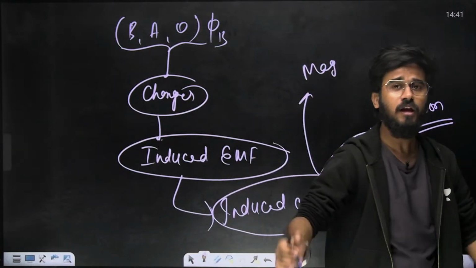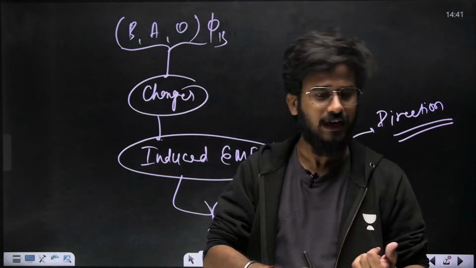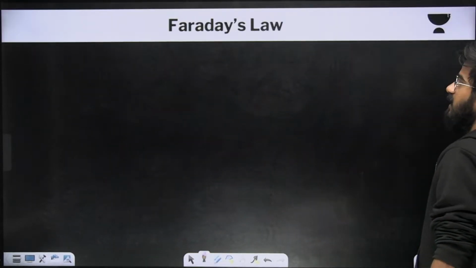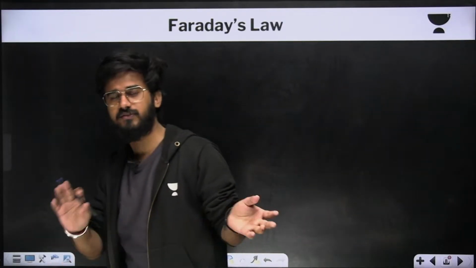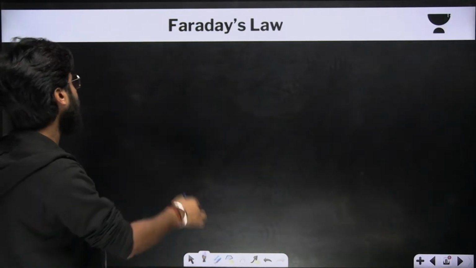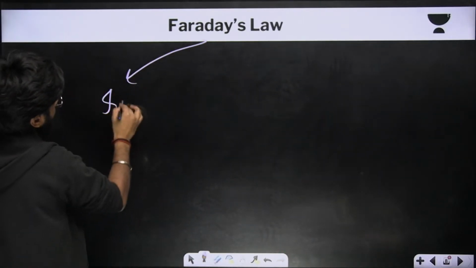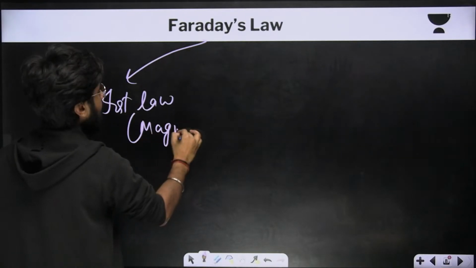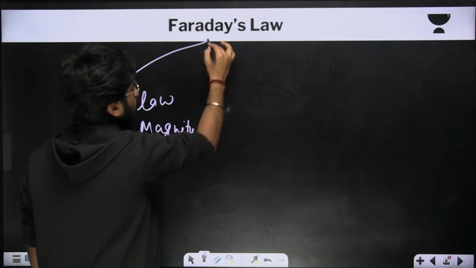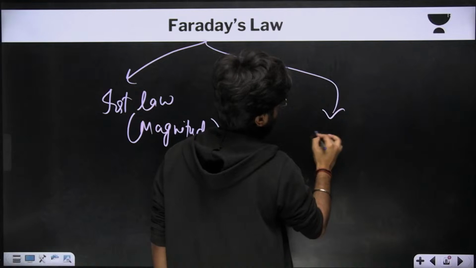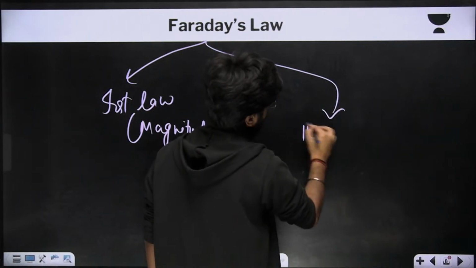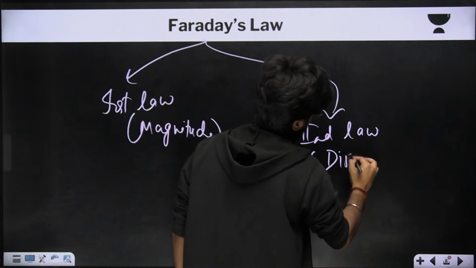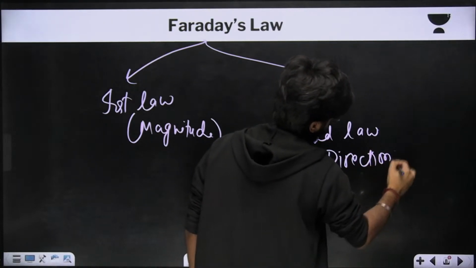Now, to calculate these things, magnitude and direction, there is a law which is called Faraday's law. And Faraday gave two laws, Faraday's first law and Faraday's second law. So what does the first law say? The first law gives the magnitude, and the second law gives the direction. This is also called Lenz law.